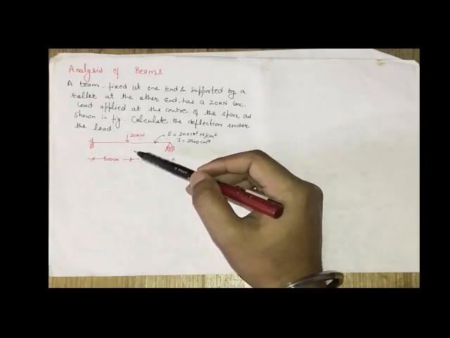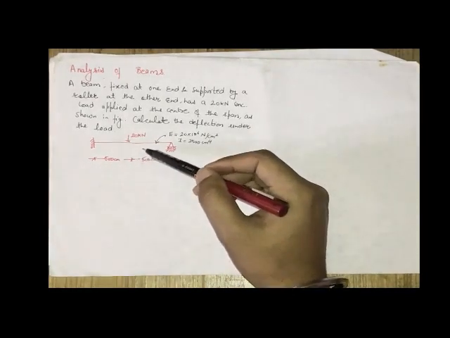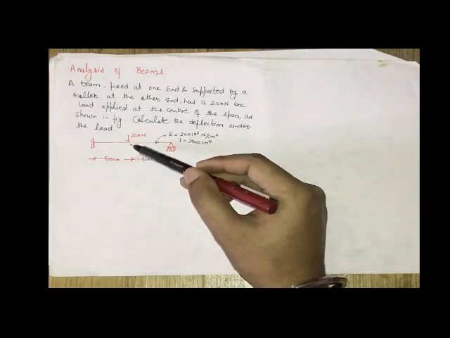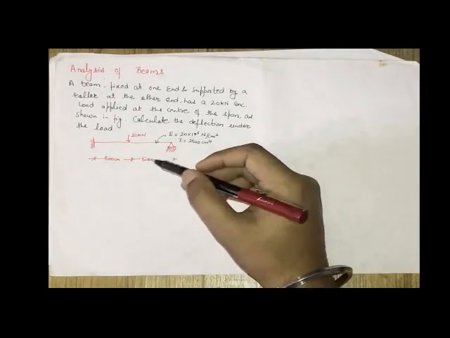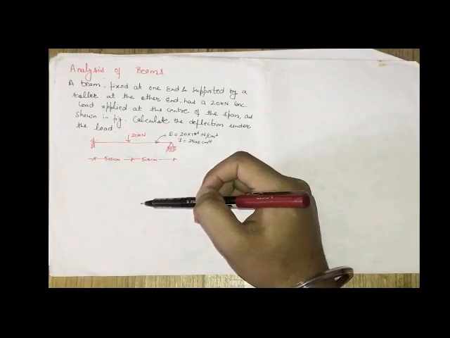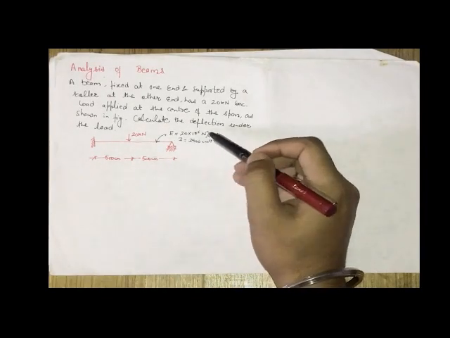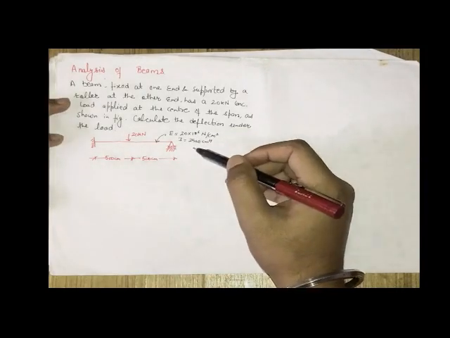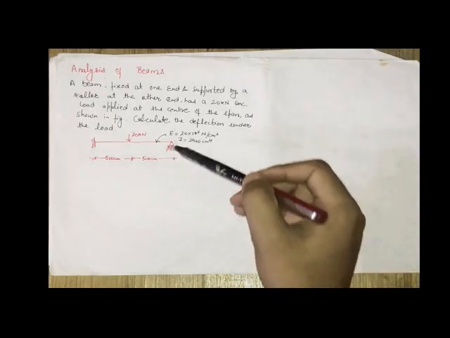A concentrated load is nothing but a point load applied at the middle of the span, as shown in the figure. We need to calculate the deflection under the load, so we are studying the deflection under the load and at both the supports.